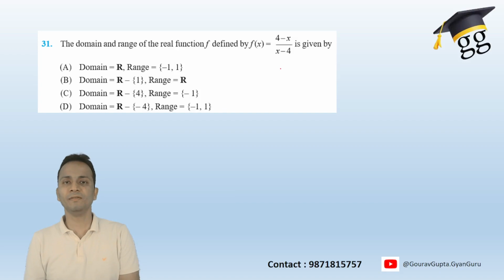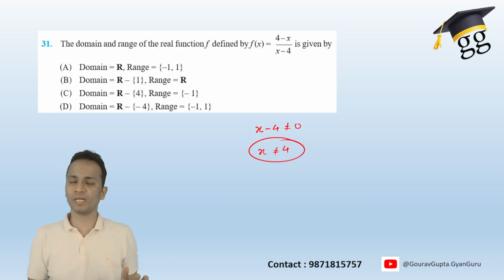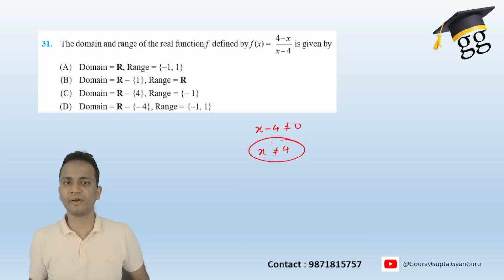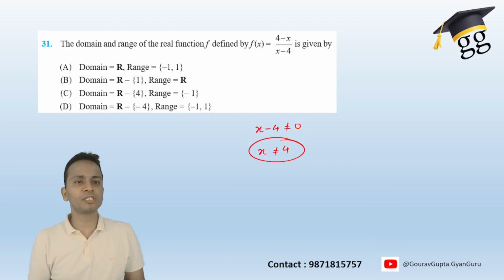Now question number 31, 4 minus x in the numerator and x minus 4 in the denominator. Now, since the original function has x minus 4 in the denominator, so I can say that x minus 4 cannot be equal to 0. So x cannot equal to 4. So x का value 4 नहीं होना चाहिए. Other than this value of x, the function is defined for all the values of x, right? So x का value सिर्फ 4 नहीं होना चाहिए. Now there is only one option that is satisfying this, that is option C.